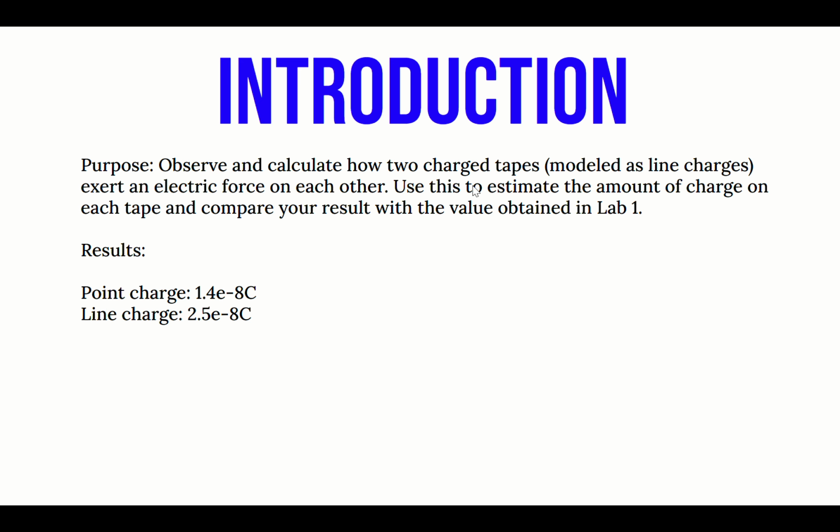So, introduction. The purpose of this lab was to observe and calculate how two charged tapes, modeled as line charges, exert an electric force on each other. We're going to use this to estimate the amount of charge on each tape and compare the result obtained in lab 1. The result I got for my point charge in lab 1 was 1.4 times 10 to the negative 8 coulombs, and the line charge I got for this lab was 2.5 times 10 to negative 8 coulombs, so quite a bit of difference.